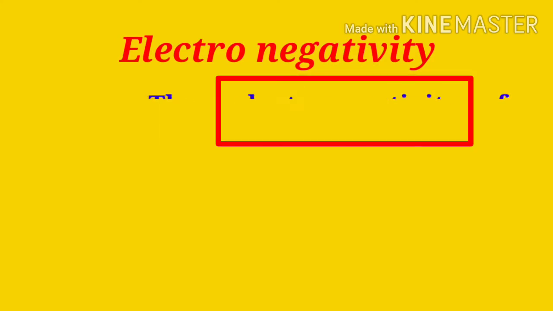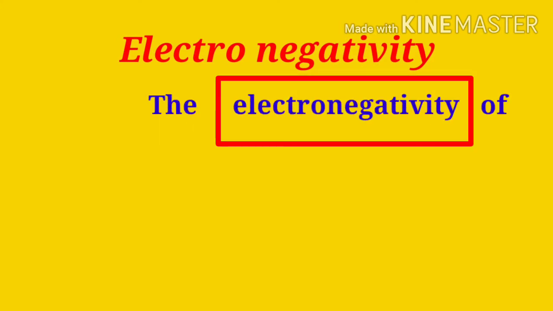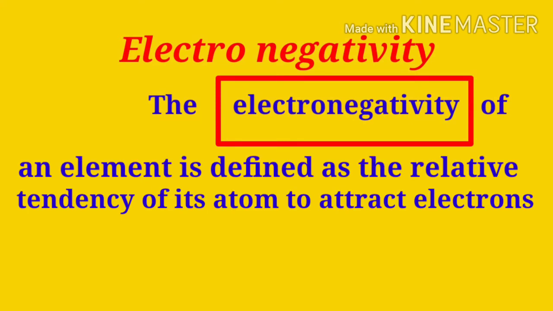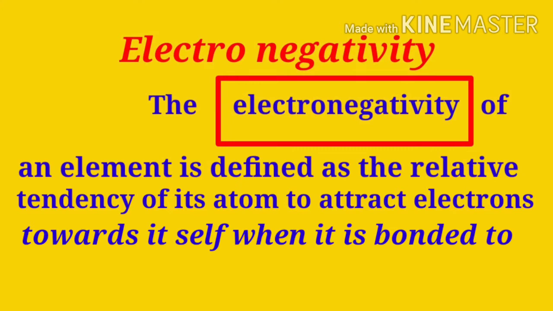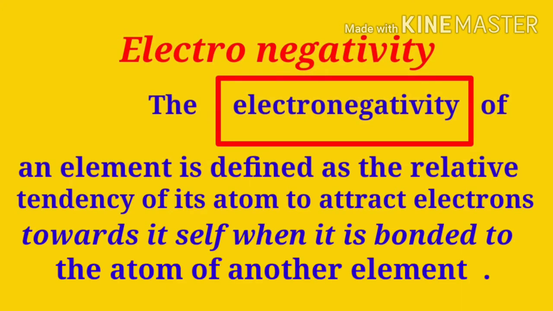Definition of electronegativity. The electronegativity of an element is defined as the relative tendency of its atom to attract electrons towards itself when it is bonded to the atom of another element.